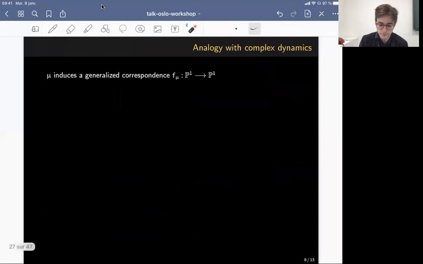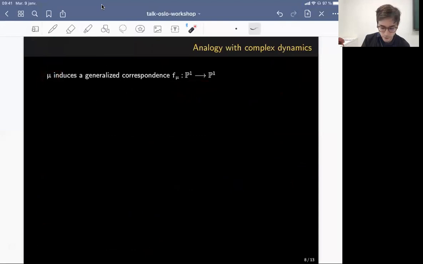So let me just explain a little bit how this analogy works and how we managed to prove this result. The measure mu, the probability measure on SL2C, induces a sort of correspondence on P1, so a generalized multivalued map from P1 to P1.